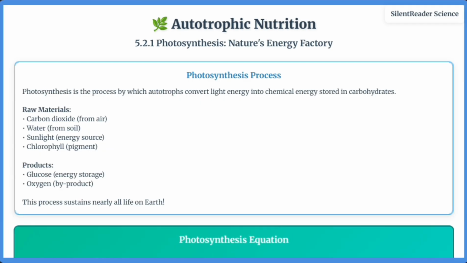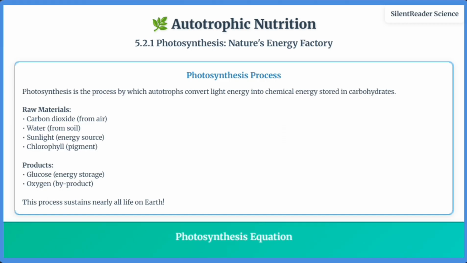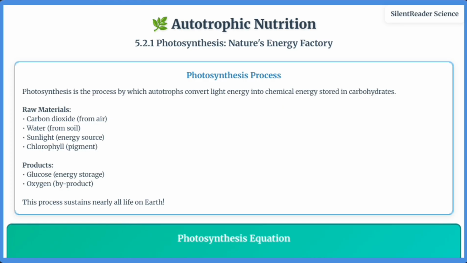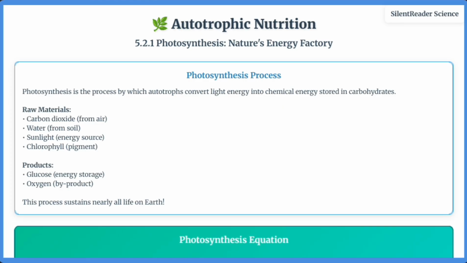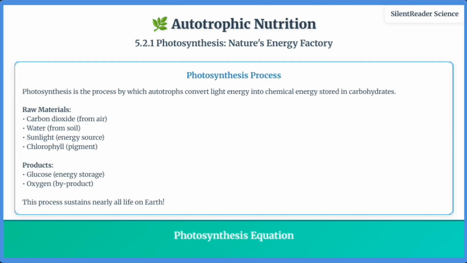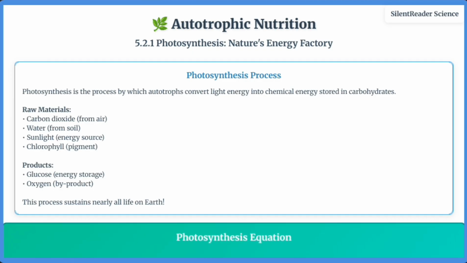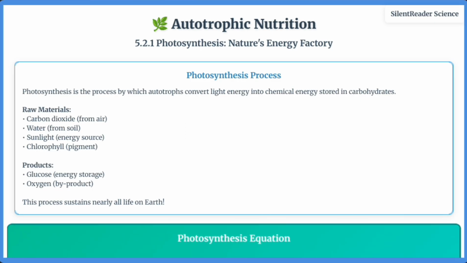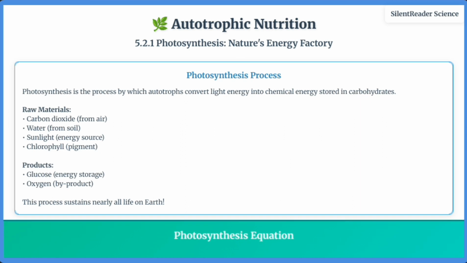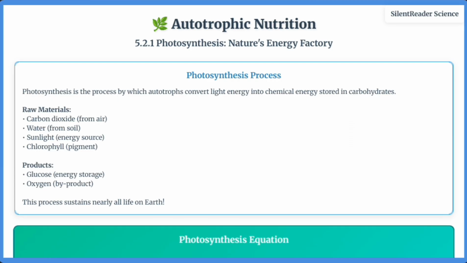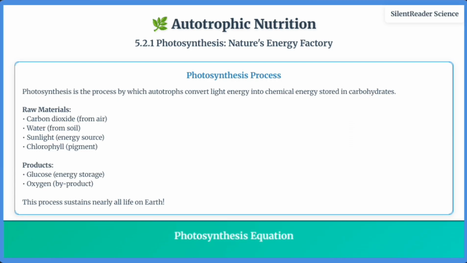Now let's explore autotrophic nutrition in detail, focusing on photosynthesis, nature's amazing energy factory. Green plants, algae, and some bacteria can convert light energy into chemical energy through photosynthesis. The raw materials are simple: carbon dioxide from the air, water from the soil, sunlight as the energy source, and chlorophyll as the pigment that captures light. The products are glucose for energy storage and oxygen as a byproduct.